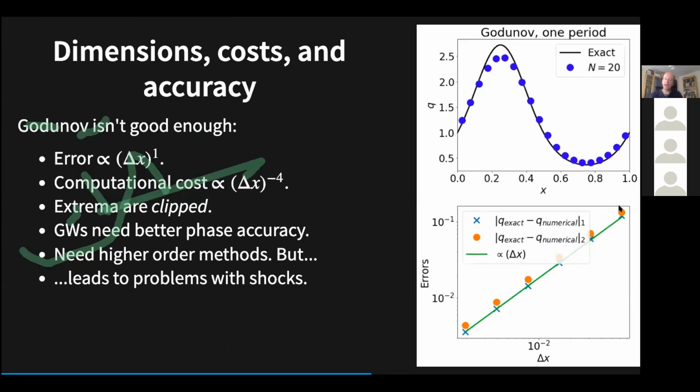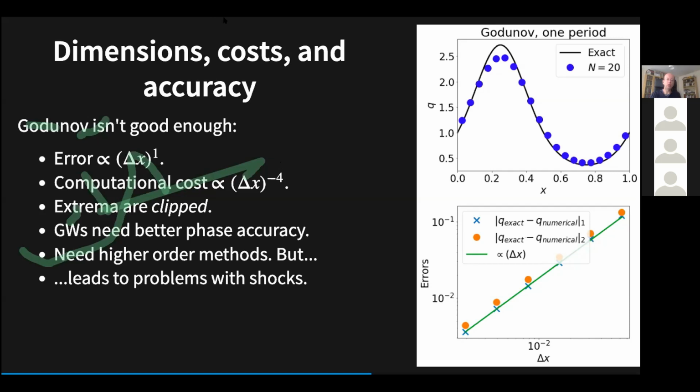And we look at how that is scaling with the grid spacing delta x. And what we find is that that error norm is reducing proportional to delta x. So if we wanted to reduce our error by a factor of 10, we would have to reduce the grid spacing by a factor of 10.